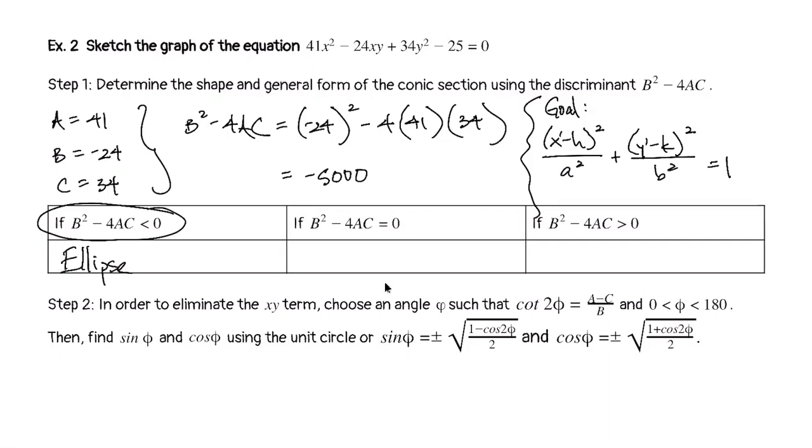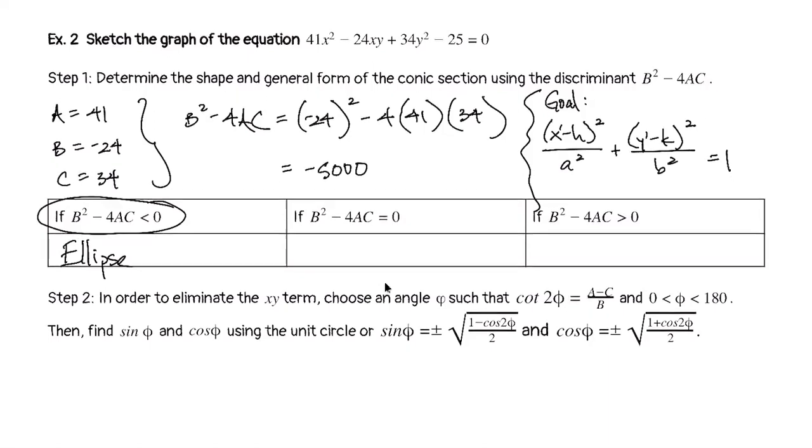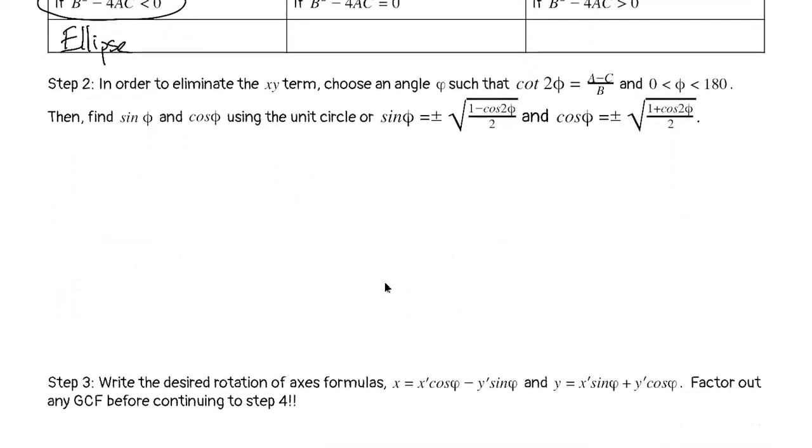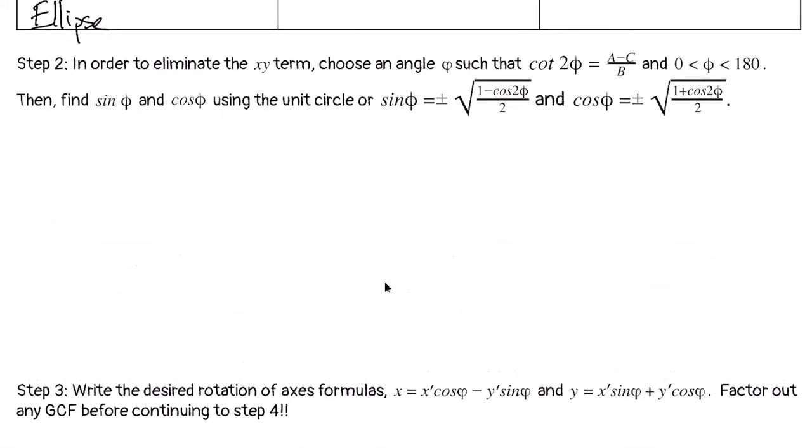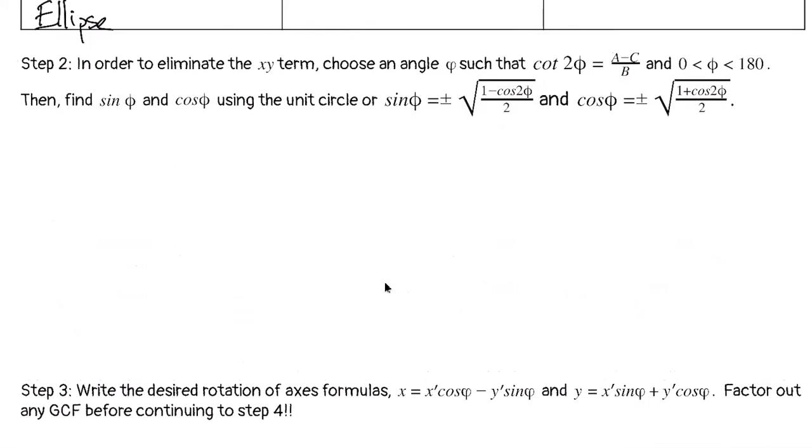All right, so let's move on to step 2. In step 2, in order to eliminate the xy term, we need to choose an angle phi such that cotangent of 2 phi equals a minus c over b, and that our angle is between 0 and 180. Then we have a decision to make. So let's find our angle first and then decide which of these two methods we're going to need.